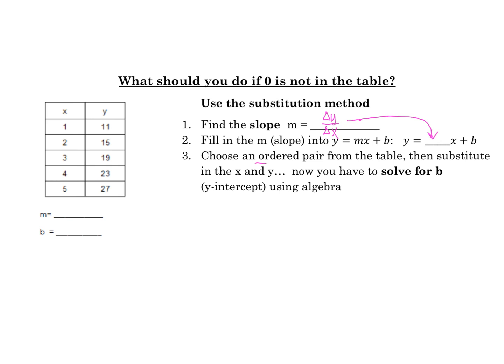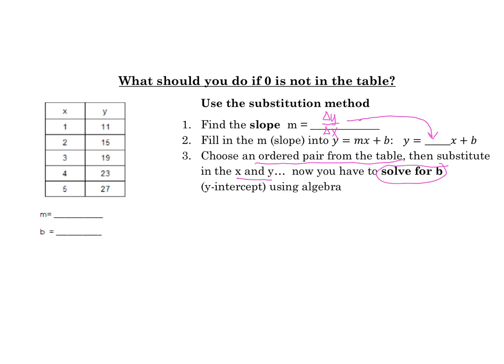Then you're going to choose an ordered pair from the table. It does not matter which one you choose. I tend to try and find one where both numbers are positive. And I'm going to substitute those in for x and y, and then I will solve for b. Okay, so let's go ahead and do that.